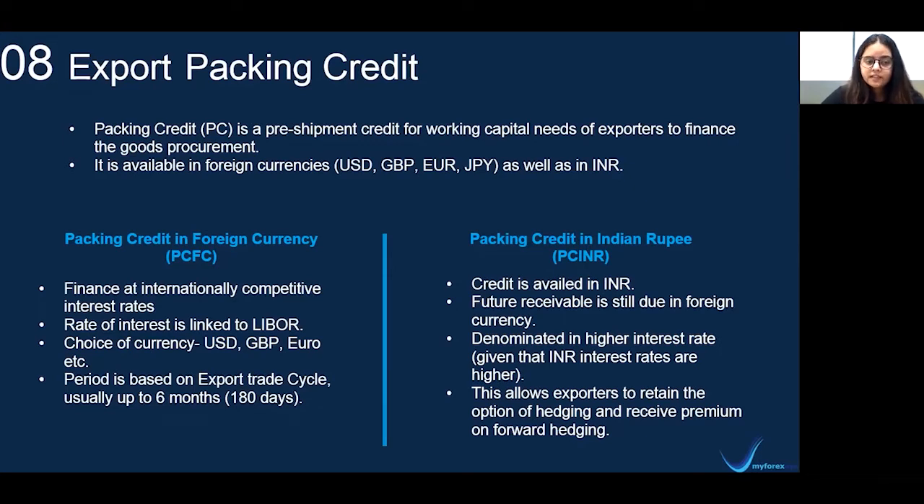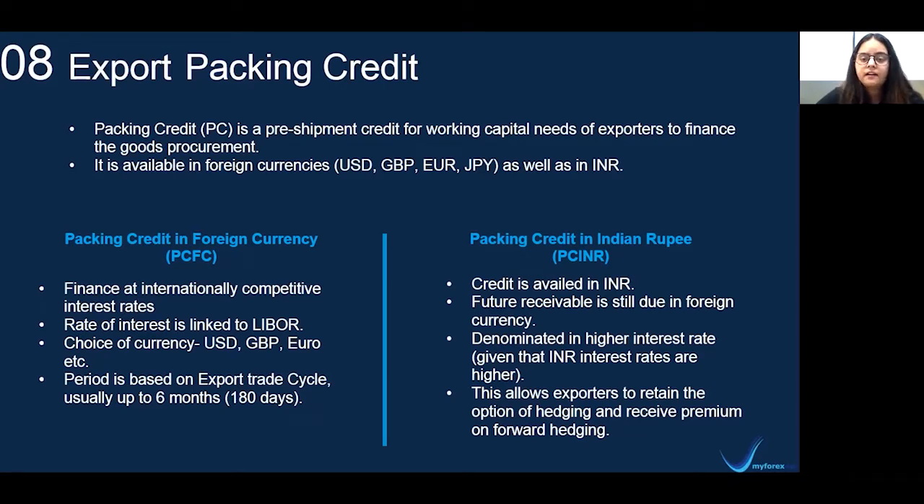In PCFC, we finance at internationally competitive interest rates. The rates of interest in PCFC are linked to LIBOR, and we have a choice of currency in PCFC among dollars, pounds, euro, yen, etc. The period of PCFC is based on the export trade cycle, which is usually up to 180 days.